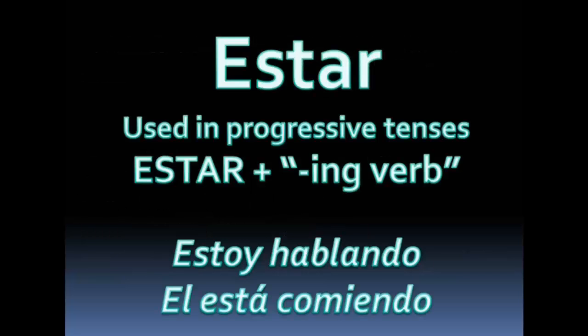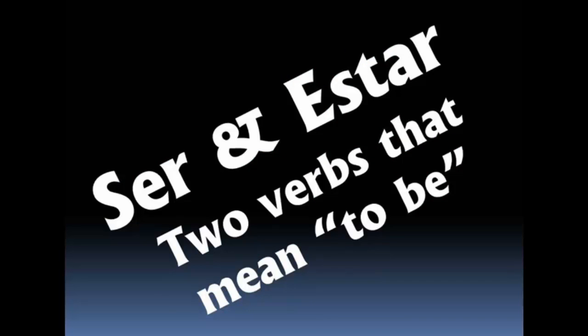So estar is also the verb that we use when we use progressive tense. If you haven't learned these yet, don't worry, you will. I am talking, present progressive. Estoy hablando. I am talking. He is eating. Él está comiendo. He is, the él está, and then comiendo, eating. So, to be or not to be, we hope that there is no longer a question between the two.